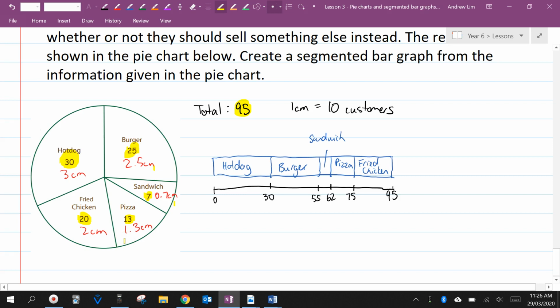And here's my segmented bar graph. Okay, so that's it for this video.